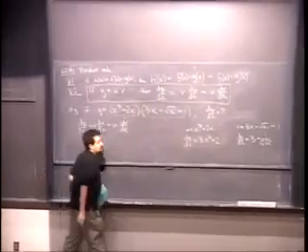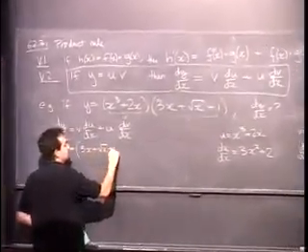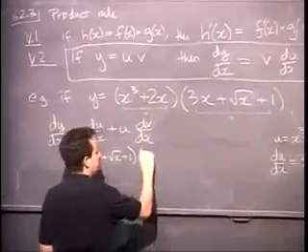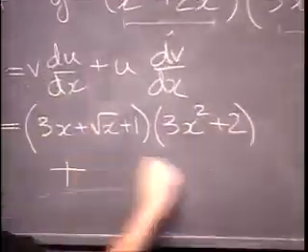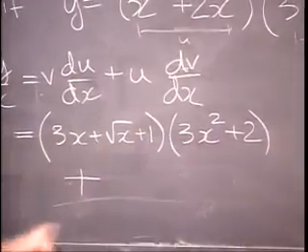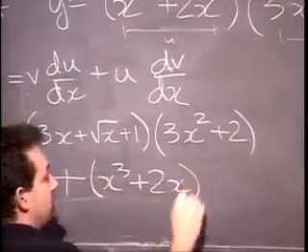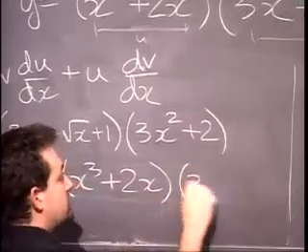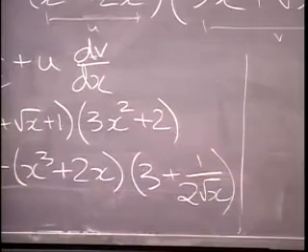V is 3x plus root x plus 1. Du dx is 3x squared plus 2. And I've run out of room, so I'll go down onto the next line. U is x cubed plus 2x. And dv dx is 3 plus 1 over 2 root x. And there is the derivative.